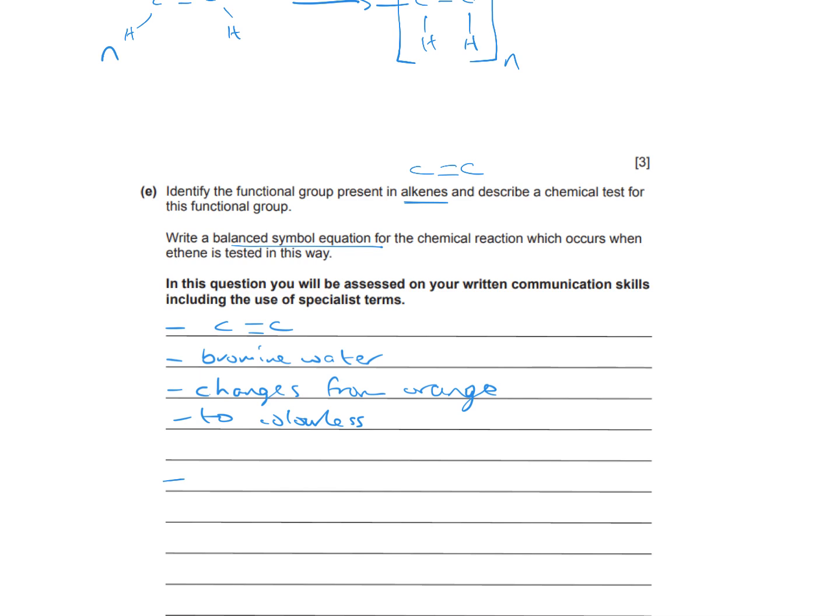And then the final part here, we have to write an equation for the reaction which occurs when bromine water is added. So ethene is C2H4, and alkenes undergo addition reactions. So if we're reacting this with bromine, which is Br2, all we simply need to do is add the 2 molecules together. So it's going to be C2H4Br2.